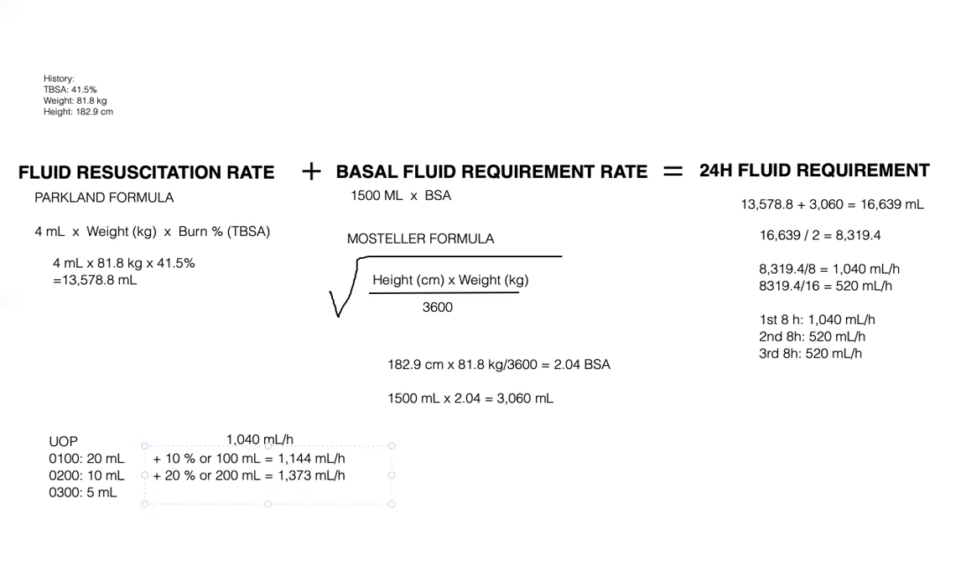In the next hour, we're also going to add 20% because of the urine output, or 200 mils. So we're going to take that 1,373 times 0.2, and you'll end up with 1,648. That'll be the number that you'll be giving after 3 hours of having poor urine output.